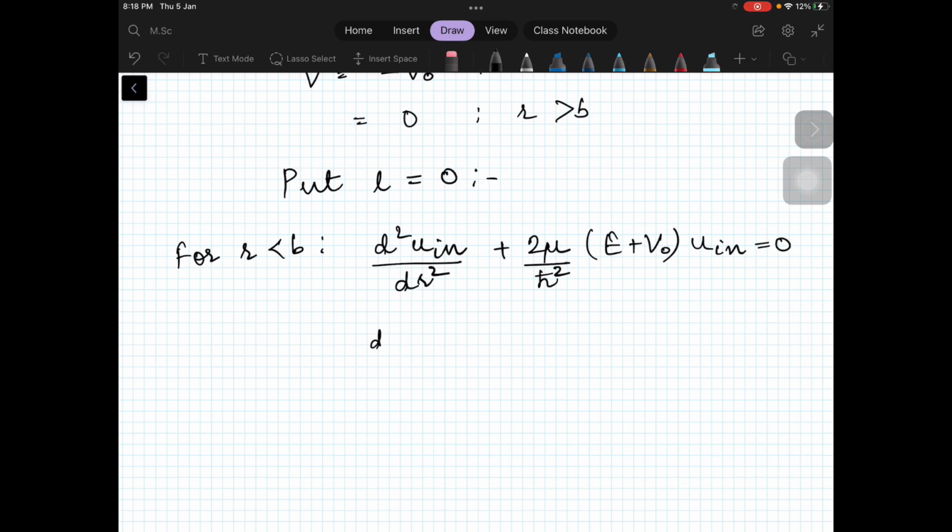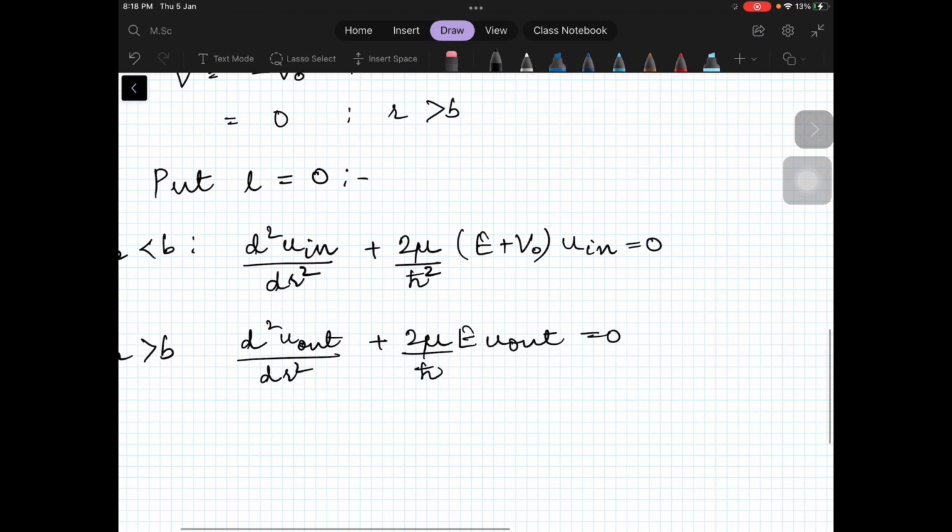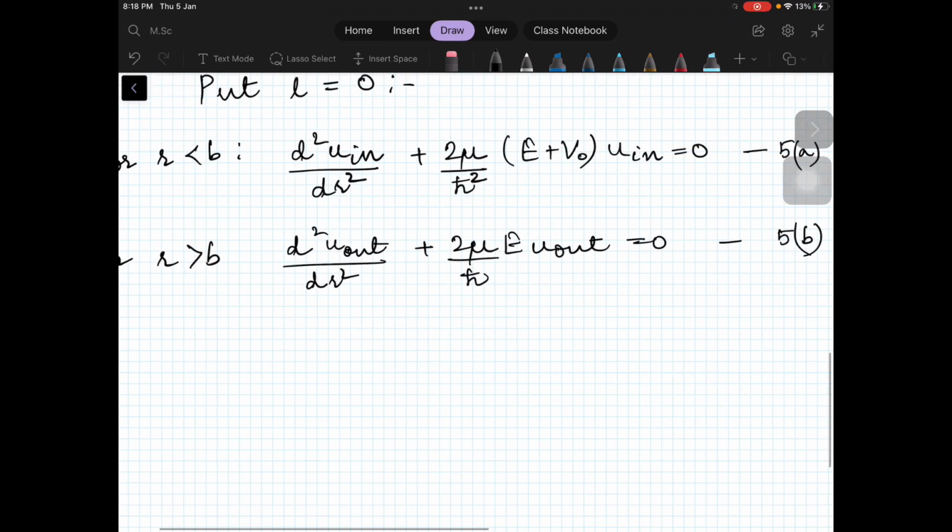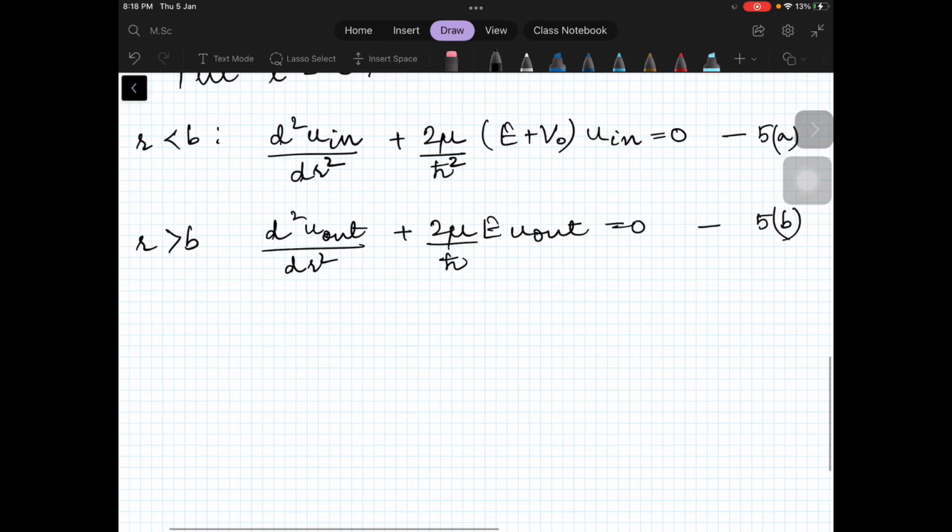to 0, and for r greater than b, d squared u_out over dr squared would be an equation of this form. Let us name them 5a and 5b respectively. Now we have defined two radial functions, that is u_in and u_out, correspondingly for r less than b and r greater than b respectively.